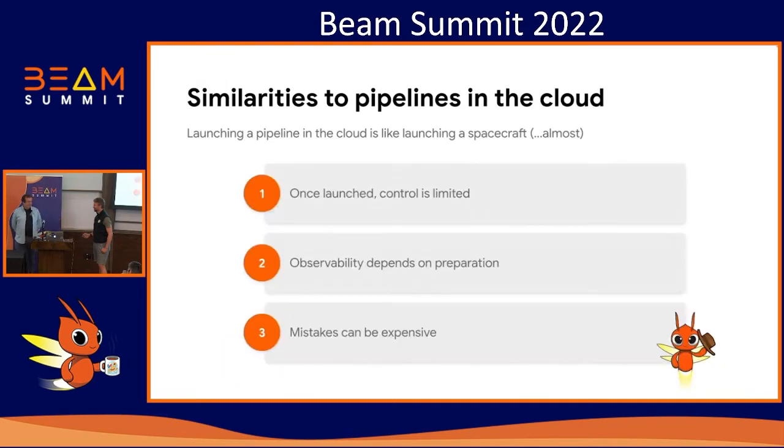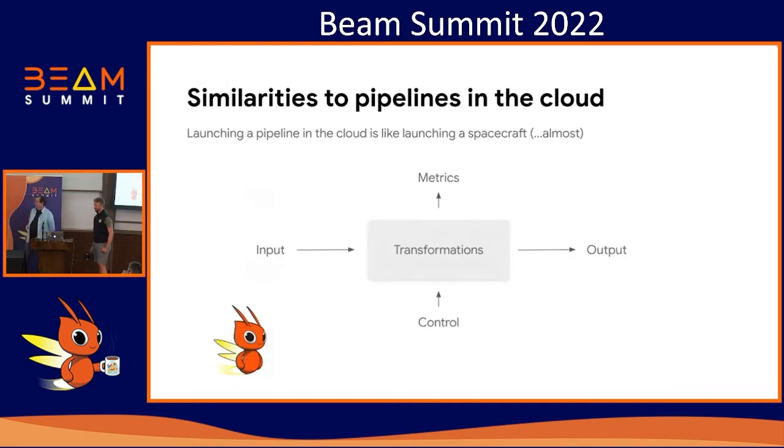Yes, over to you. So this is a pipeline. We have some transformations. We have input and output for sure, one or more. We have some amount of control depending on the runner. This might be just, let's say, cancel the pipeline or let it keep going. And you may have metrics. You may observe what's going on in your pipeline. So this is really very similar to a spacecraft.